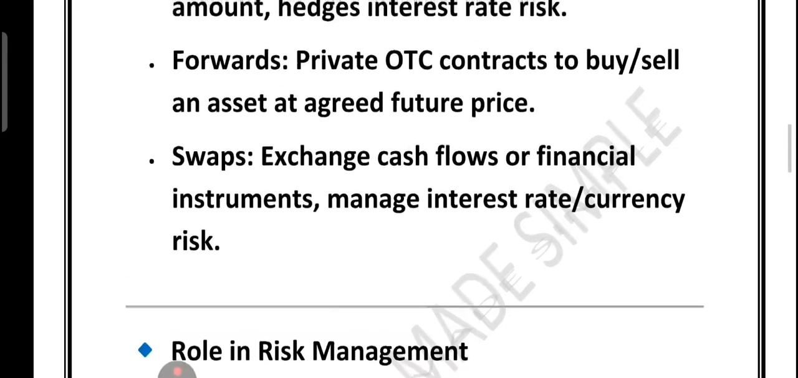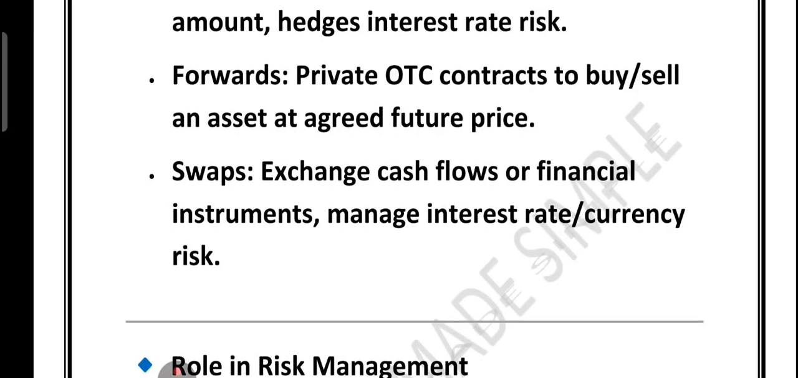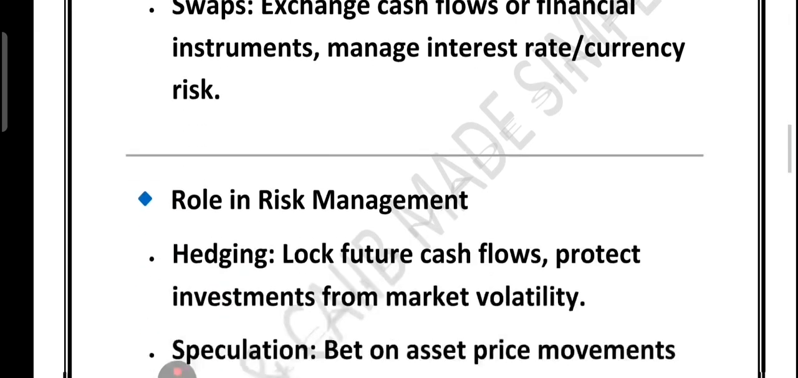So let me just summarize. Future: standardized, exchange traded, high liquidity. Forward: flexible, private OTC contract. FRA: forward on interest rate. Swap: exchange cash flow or asset for risk management.